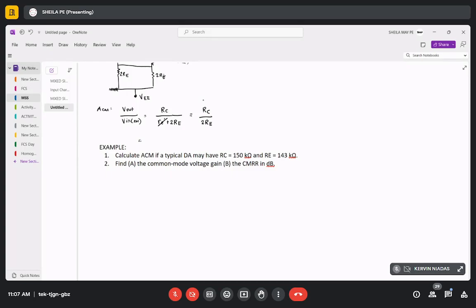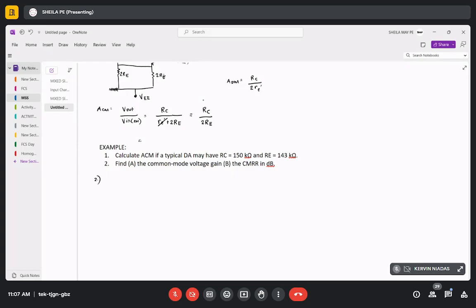Copy. For our ADM, remember our ADM is RC over twice of RE prime. Okay, that is a small R. For CM, it is a big R. Okay, do not be confused. They look the same, but the R is different.